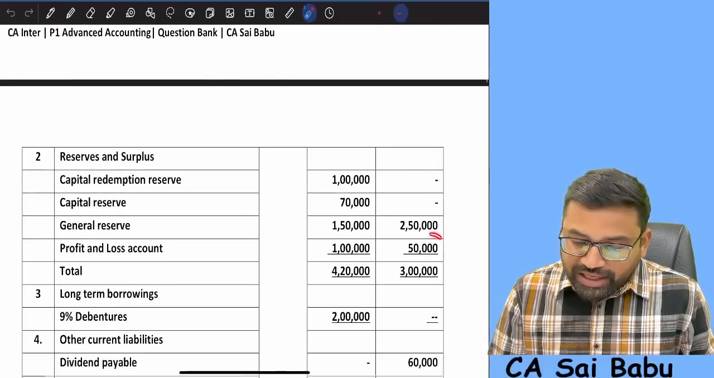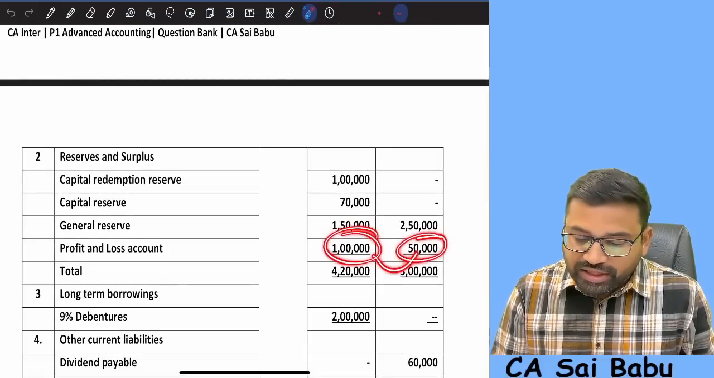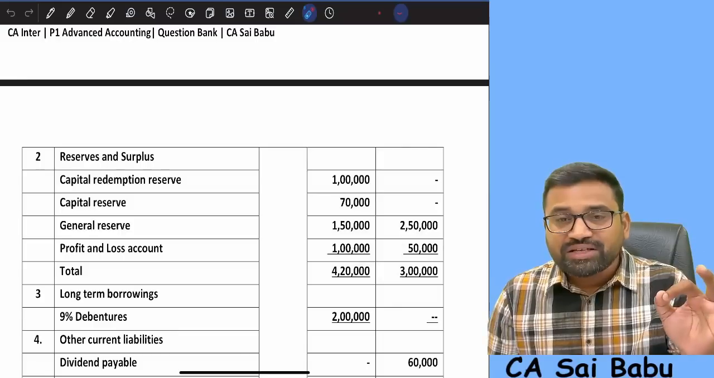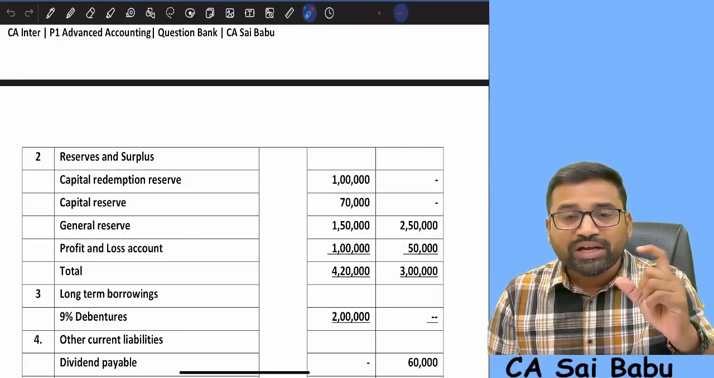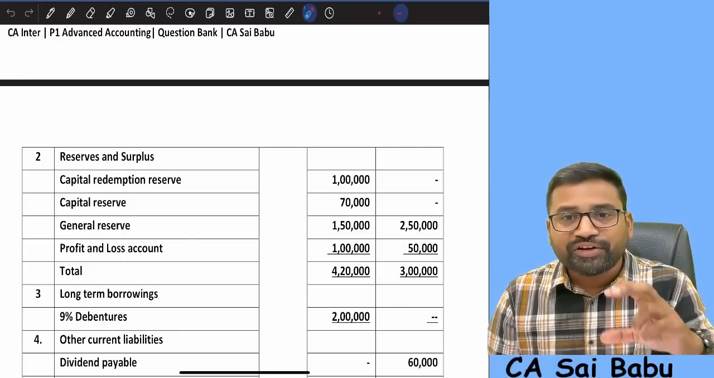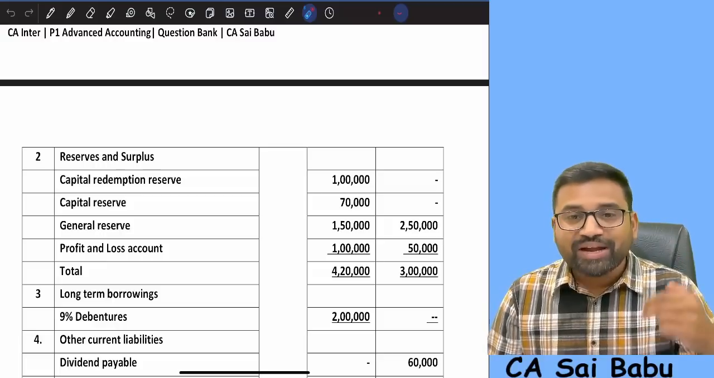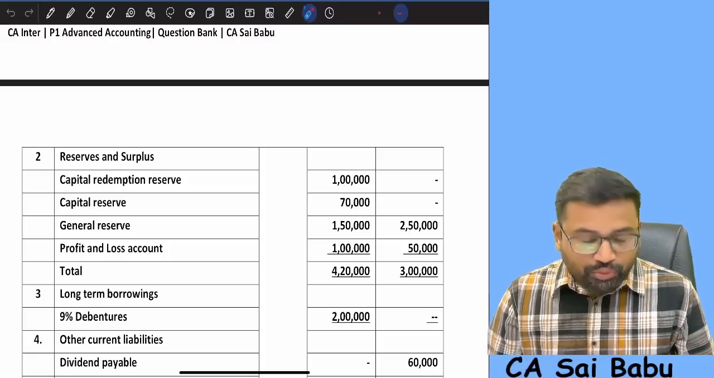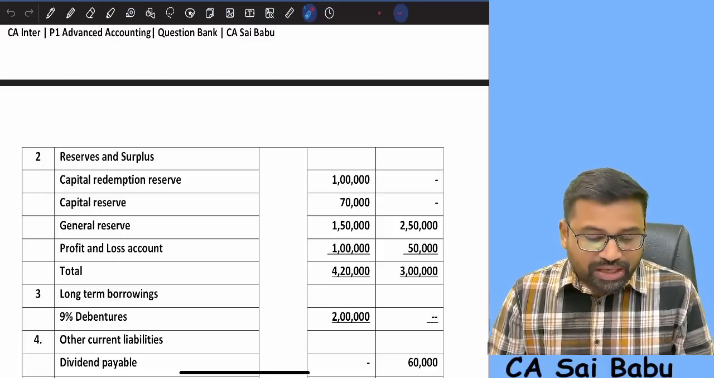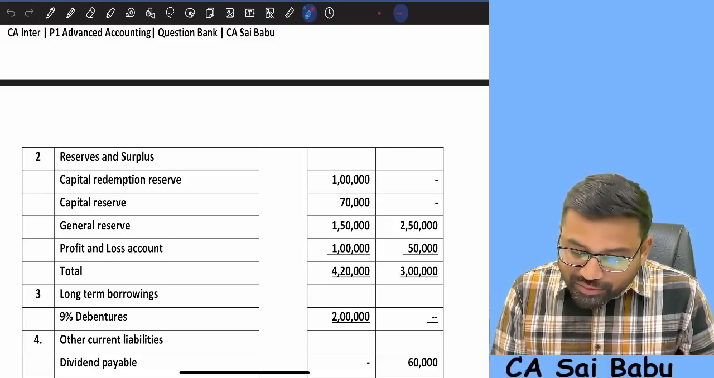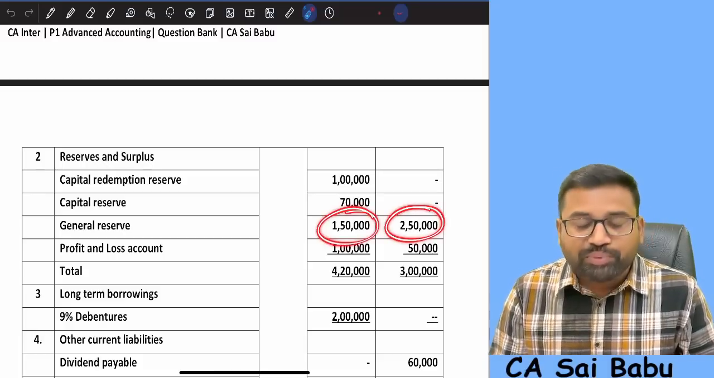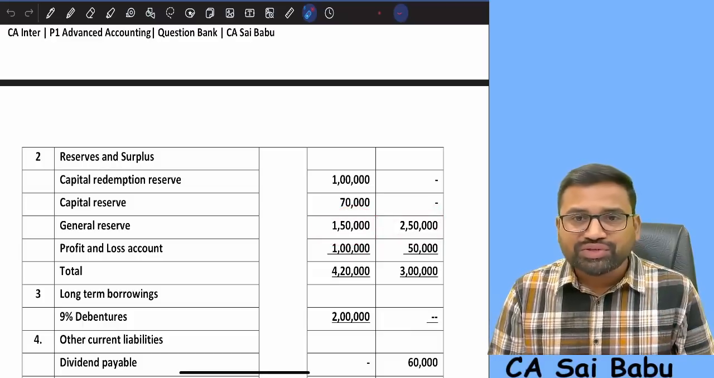P&L account opening balance 50,000, closing 1 lakh. The difference is nothing but 50,000. What is this? The difference between opening and closing P&L balance is current year profit after appropriations. So add back the appropriations, you will get net profit before tax of the current year. What appropriations might happen? Maybe transfer to general reserve. Check it. Opening general reserve 2,50,000, closing 1.5. That means nothing has been transferred to general reserve during the year.